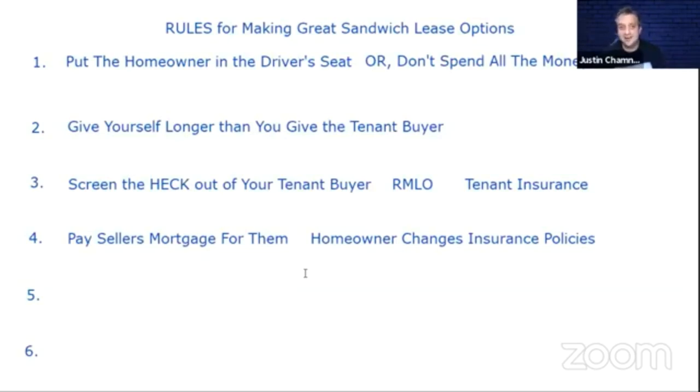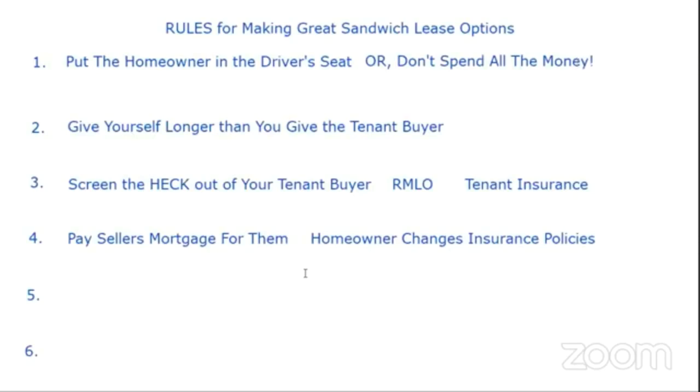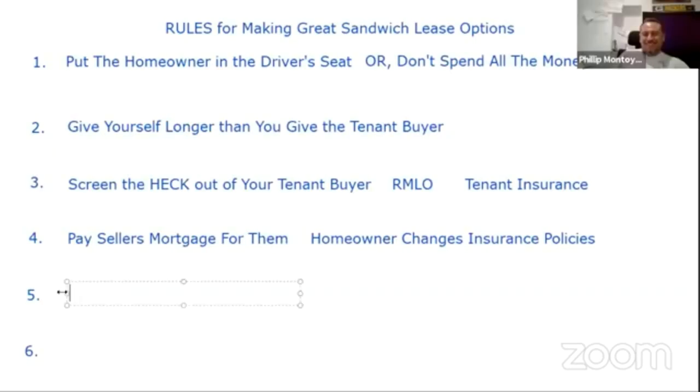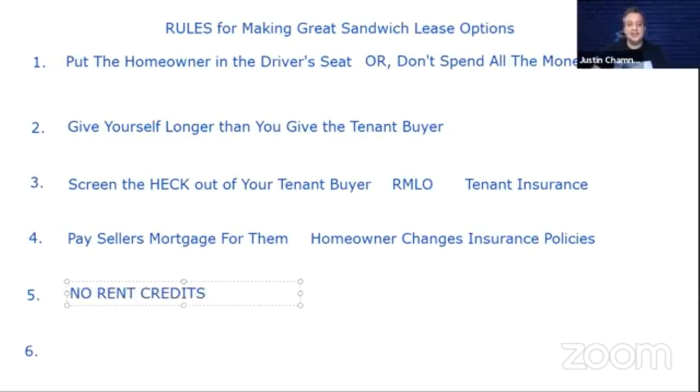Clear as mud, right, Philip? You guys are like, holy shit, I thought these were going to be nice, easy rules. These are fucking complicated. It's not that bad. Look, we'll get it. You're making lease option much harder now. I'm making you a real professional at it. See, if I didn't tell you all this, you'd run out here and you'd make these little silly mistakes and they'd bite you in the butt.